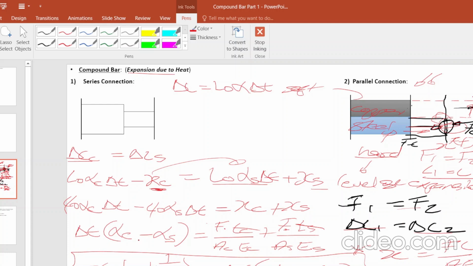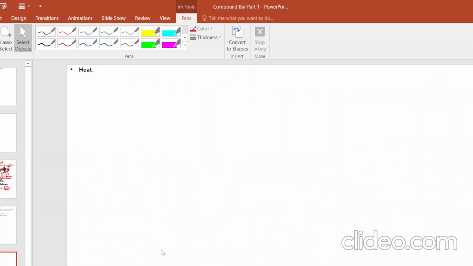Now, for those of series connection, we are having F1 equals F2 as well, because it is that force that causes the pulling and the pushing. That's what we have there. Then we are having the change 1 equals the change 2. That's what we have under your series connection.